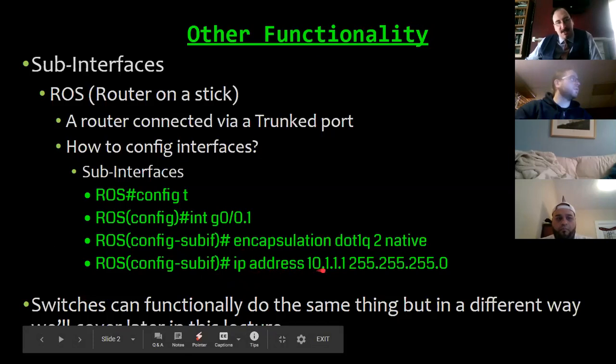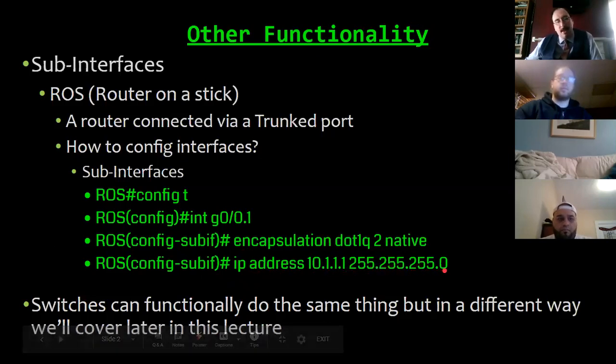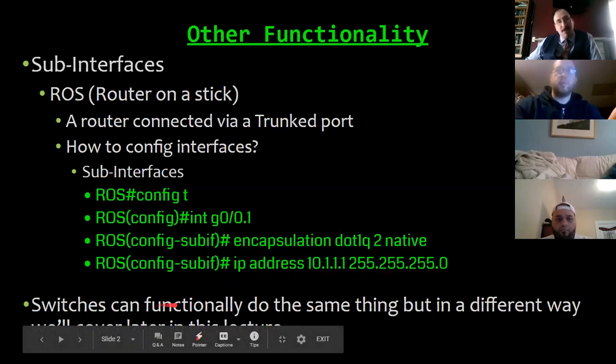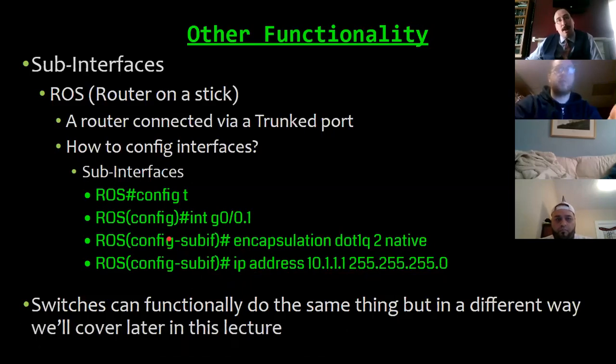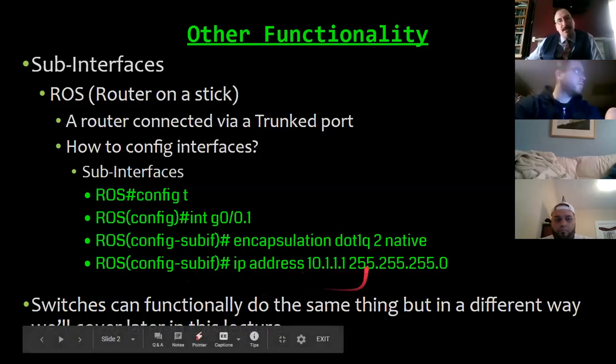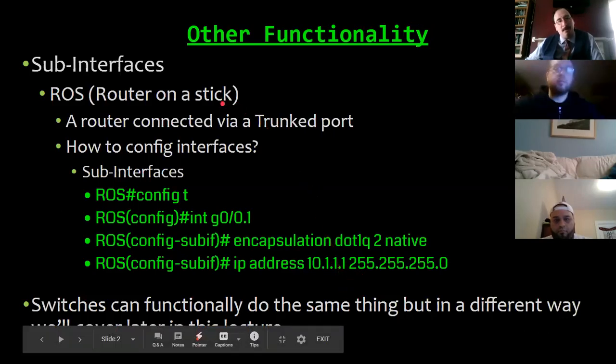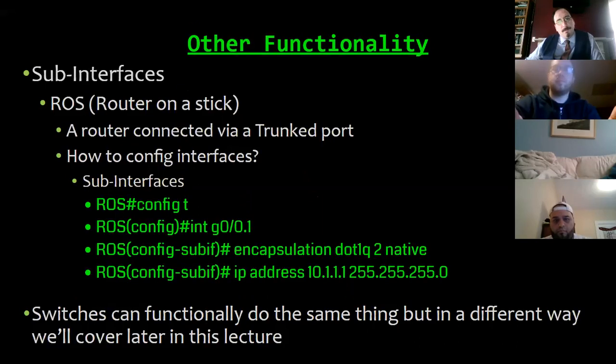So we've got ip address. In this case, I'm doing 10.1.1.1, and nice and simply, it's going to be on 255.255.255.0. Okay. Switches can do the same thing. If you have a layer 3 switch or a switch with routing, they can technically do the same thing. It's going to be done differently though. You would just give different IP addresses on different VLANs. We'll talk about that when we talk about the switches.